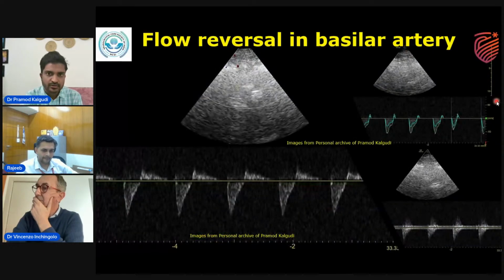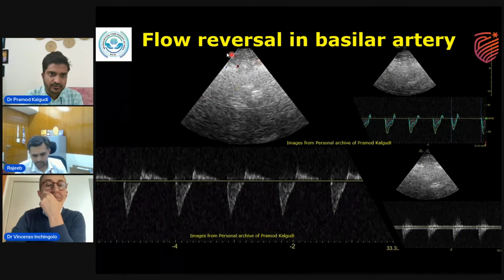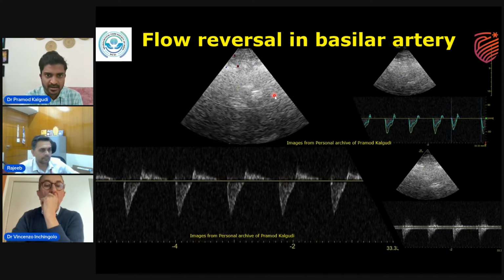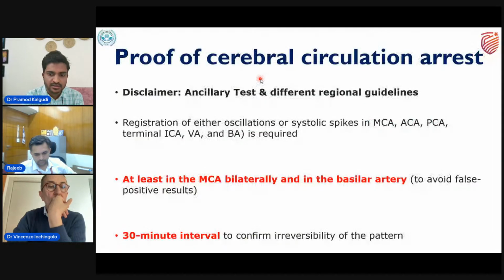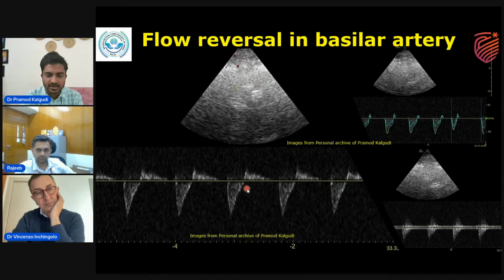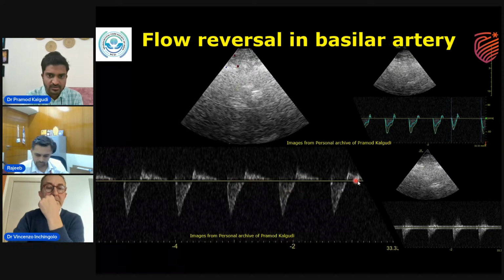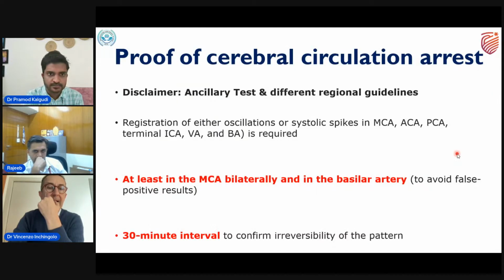The other sign for brain dead is to appreciate flow reversal in the basilar artery. In the basilar artery, you can see it's a suboccipital window where you can insonate the basilar artery. You can see the flow in the basilar is always away from the probe, so you always see a negative spectrum in case of basilar flow. Whenever you see a positive spectrum in a basilar flow, especially in case of brain death, that tells you that there is a flow reversal in the basilar artery as well.